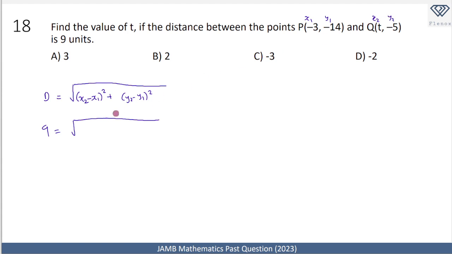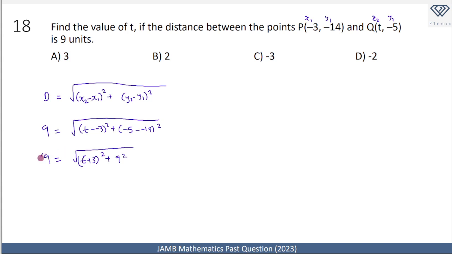So let's do that. What will be my x2? My x2 will be t. My x1 is minus 3, so that will be minus 3 squared. Then plus my y2, which is minus 5, and my y1 is minus 14, squared. And that becomes 9 is equal to the square root of what? This becomes t, minus times minus is plus, so that is t plus 3 squared, and plus minus 5, minus times minus is plus, so minus 5 plus 14 is 9, plus 9 squared.